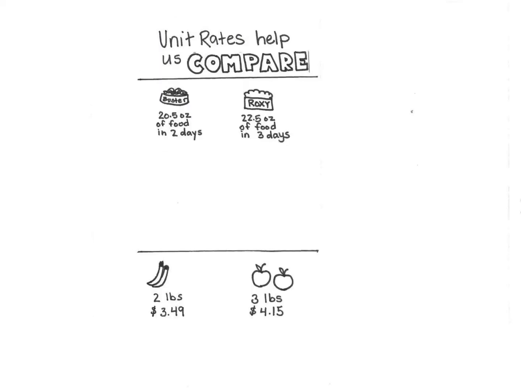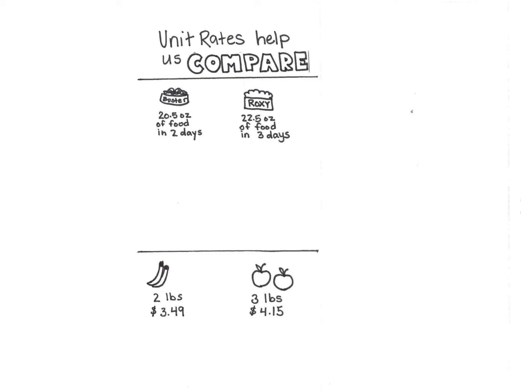If you flip open the pamphlet, I'd like to point out that unit rates are very helpful in comparing. So we have 2 animals here. Maybe they're both dogs. I don't know. Buster eats 20.5 ounces of food in 2 days, and Roxy eats 22.5 ounces of food in 3 days. If we wanted to compare the two of these, Buster and Roxy here, then what we could do is create unit rates. We want to get this per the same unit, because 2 days and 3 days, it's hard to figure out who's eating more.